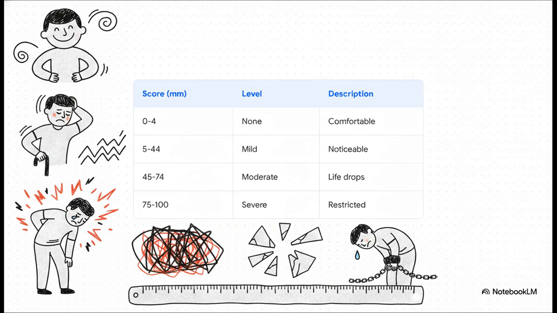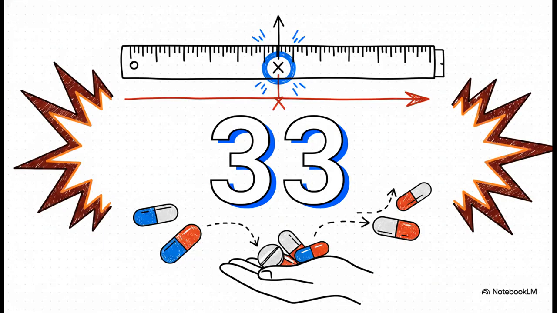45 to 74 millimeters is moderate pain. This is where quality of life really drops, and the pain demands their attention. And finally, 75 to 100 millimeters is severe, unbearable pain. In this zone, movement is totally restricted, the patient might be crying, or they might even be going into clinical shock. Now, there is one specific number I want to aggressively highlight here, 33 millimeters.